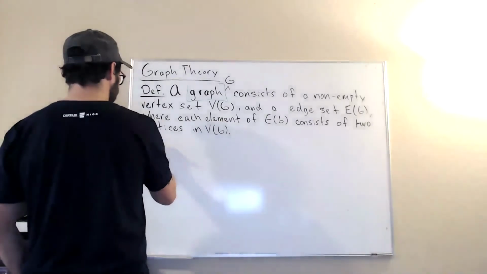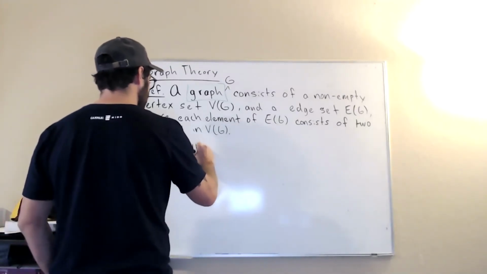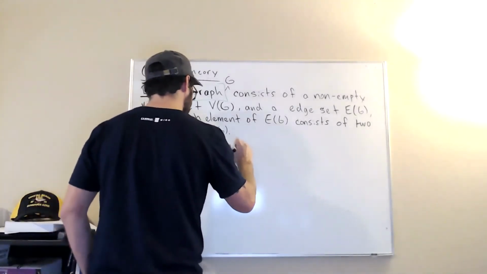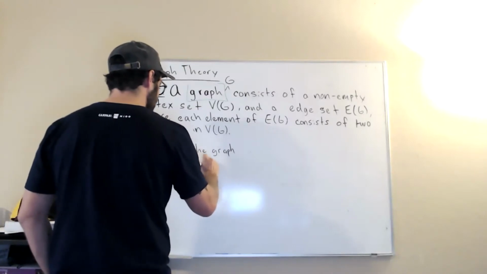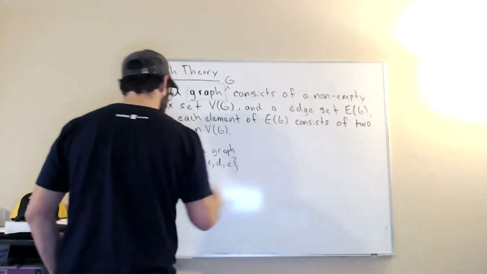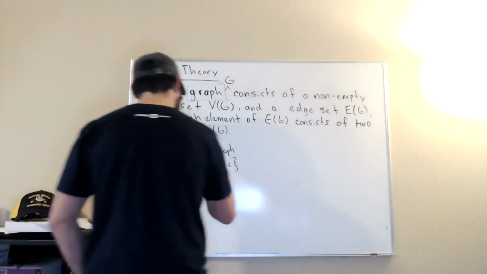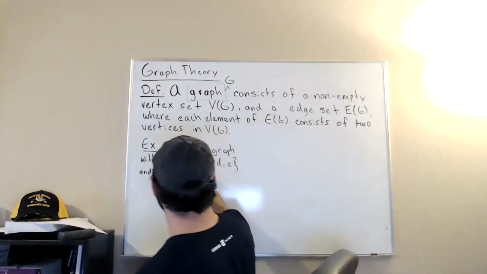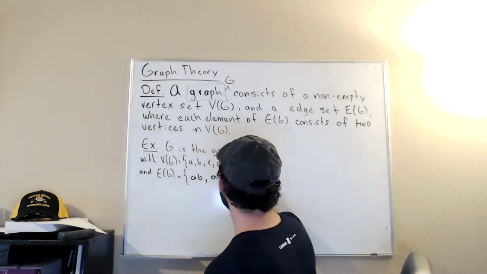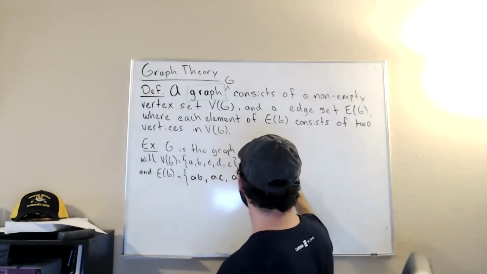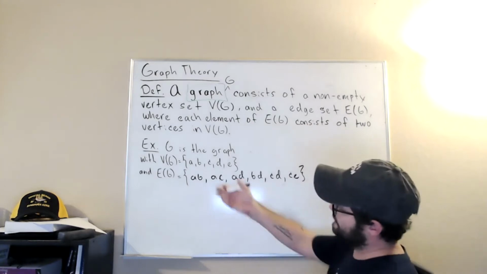Now let's look at maybe an example. So let's say G is the graph with, let's say, vertex set A, B, C, D, E, and edge set equal to, say, AB, AC, AD, BD, CD, and CE. Okay, so this is a graph.